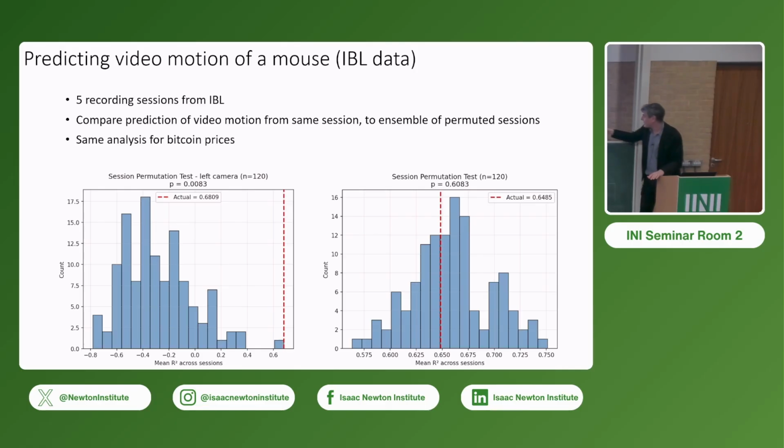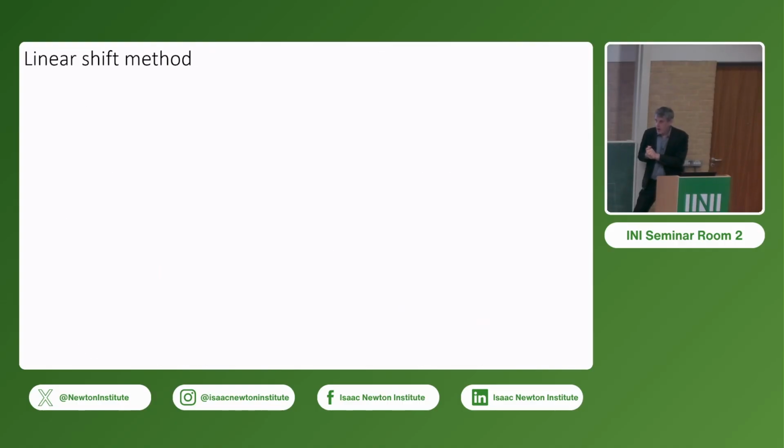But if we do the same thing now to predict Bitcoin prices, now it's right in the middle, right? As you would think, the Bitcoin that was actually simultaneous with the neural recording had no more in common with it than Bitcoin at any other time. It was just a nonsense correlation, and we've got rid of it with this method. Okay, those are all pretty standard.